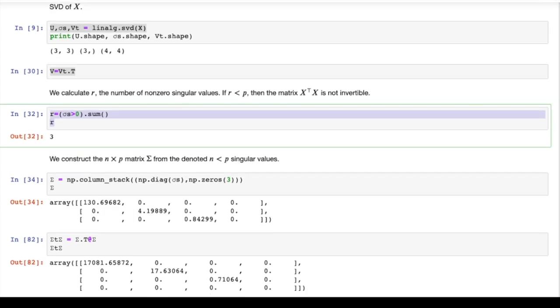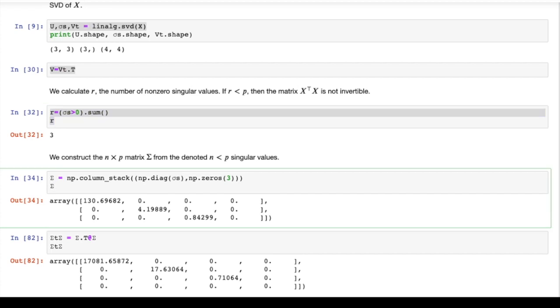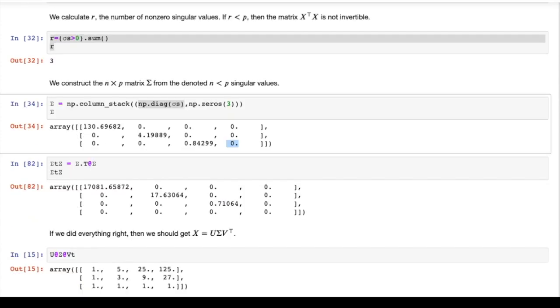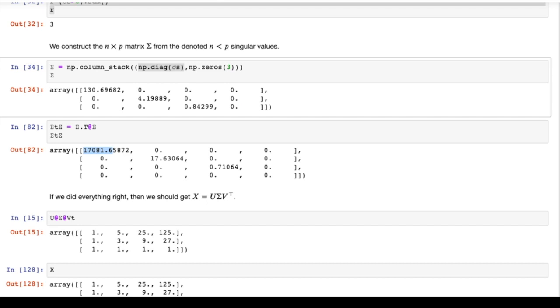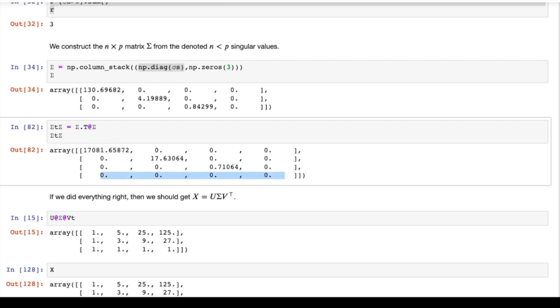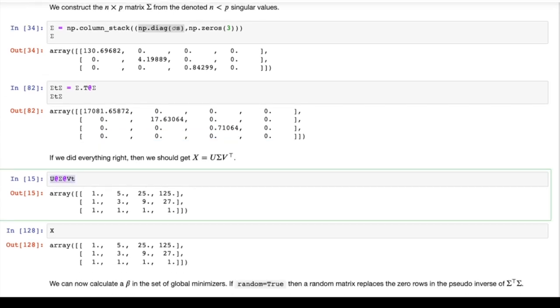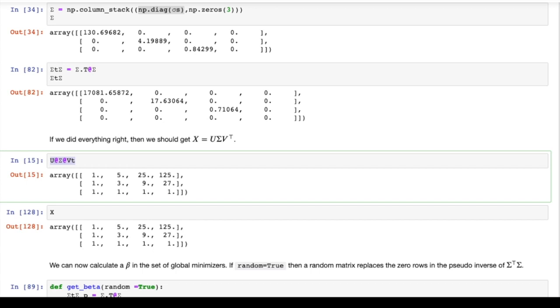So here we have the problem that the matrix X transposed X is not invertible. Now we define our matrix sigma from the array of singular values. And you see here that we have this column of zeros. Our matrix sigma transpose times sigma then looks as it is defined here. So we have this one row of zeros and one column of zeros. Now let's double check if we did everything right. We should get our matrix X by the decomposition U times sigma times V transposed. And this is actually the case if you compare these two matrices here.